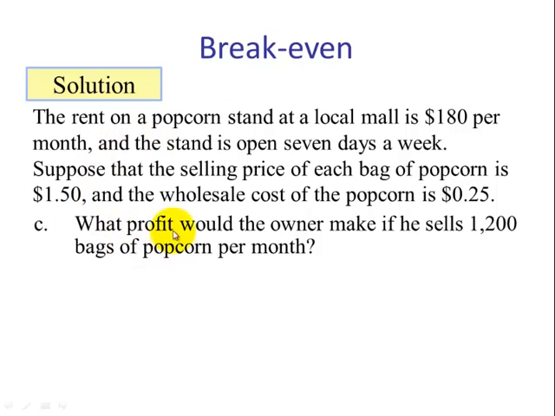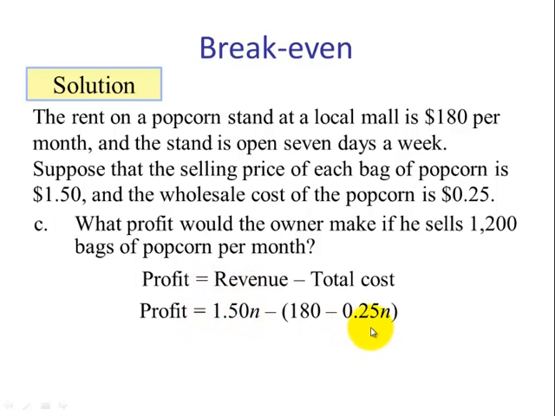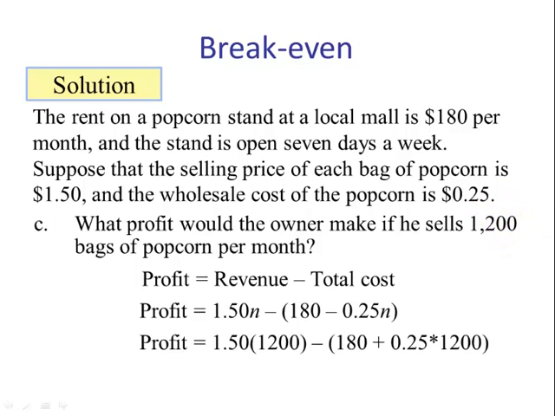C. This time we want to calculate the profit given N is 1200. Again, using the profit formula. So we have our revenue, we have our total costs. This time we know that N is 1200, so we substitute those in.